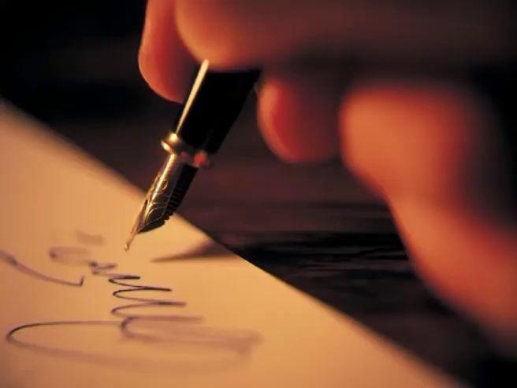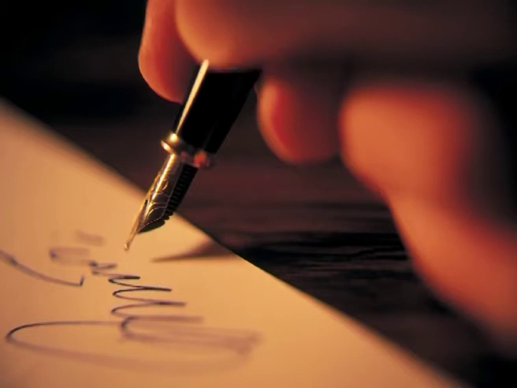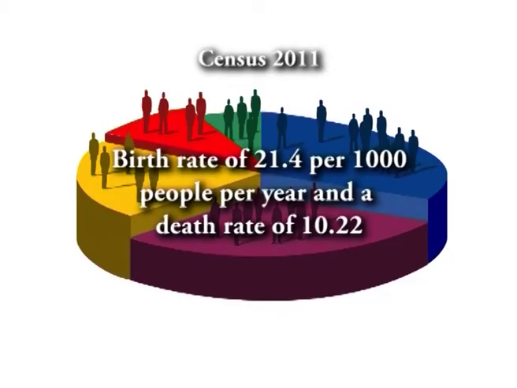Chandigarh has an average literacy rate of 81.9%, higher than the national average of 64.8%, with male literacy of 86.1% and female literacy of 76.5%. About 12% of the population is under 6 years of age. The Union Territory has a birth rate of 21.4 per 1000 people per year and a death rate of 10.22.